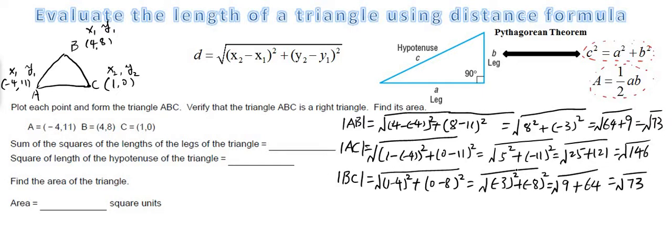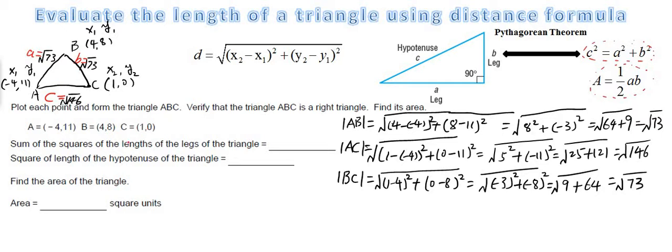Okay, very good. So we find the length for each side. AC is the square root of 146, AB is the square root of 73, and BC is the square root of 73. Now we can determine which one is the hypotenuse, because the hypotenuse has the largest length, right? Which one has the largest length? AC, right? This one is the biggest. So we can say C is the square root of 146. We found the hypotenuse, and A and B are both the square root of 73. Very good.